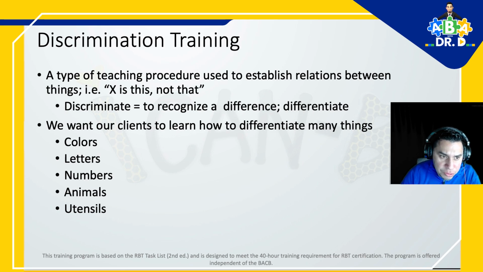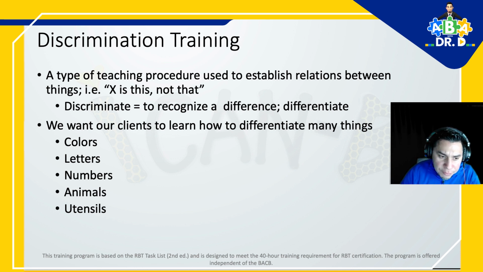It says discrimination training is a type of teaching procedure used to establish relations between things. So for instance, X is this, not that. And here we're trying to discriminate, so to recognize a difference or differentiate. We want our clients to learn how to differentiate many things, such as colors, letters, numbers, animals, utensils.